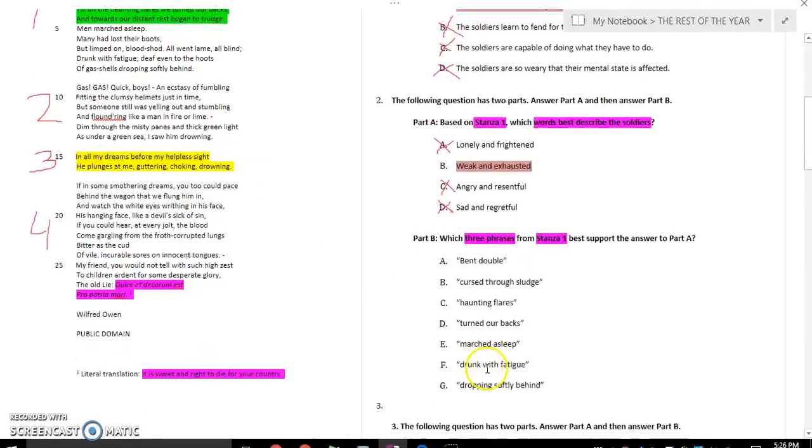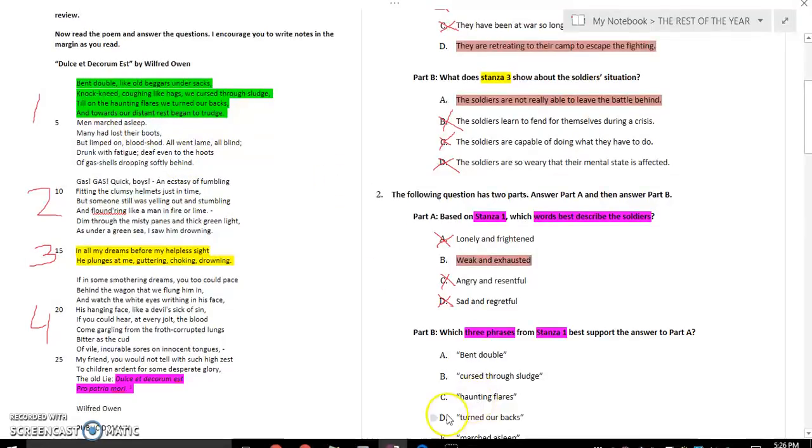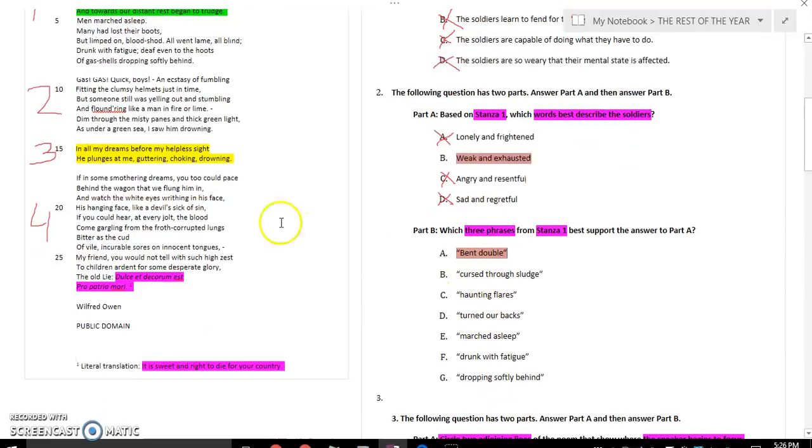And as we'll see, if we look at the phrases that describe our soldiers, we have bent double. Yes. Cursed through the sludge. Okay, so cursed through the sludge is describing the soldiers. However, that's connected to angry and not weak and exhausted, so I'm going to leave that alone. Haunting flares is not talking about the soldiers at all. That's talking about the weaponry, the bombs and whatnot that they're running away from.